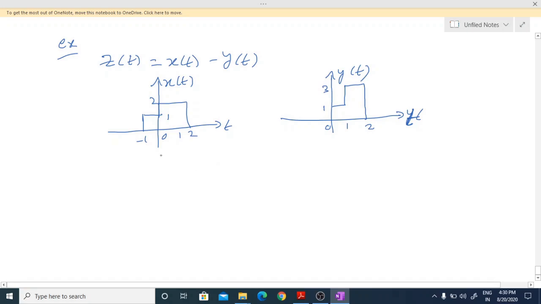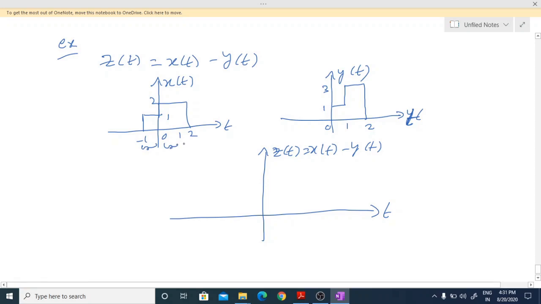So this is the redraw. Now if you want to draw z of t is equal to x of t minus y of t, in this case, again, do the same procedure. Instead of addition of the amplitudes of the corresponding regions, now subtract. And again, just like the previous example, the corresponding t contains three regions.